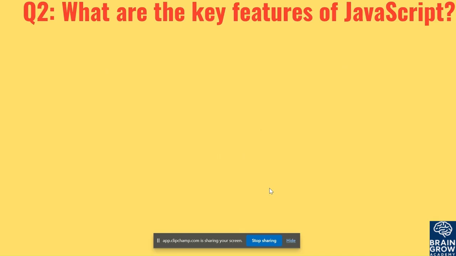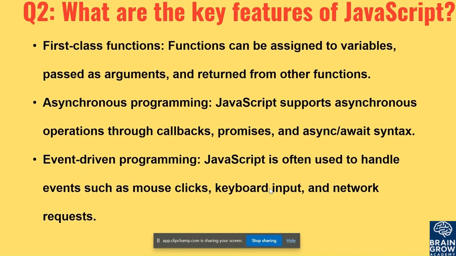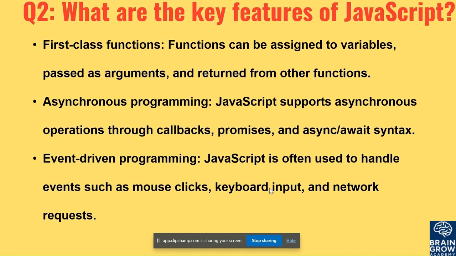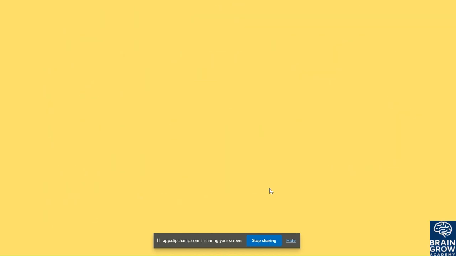What are the key features of JavaScript? JavaScript provides first class functions, meaning functions can be assigned to variables, passed as arguments, and returned from functions. JavaScript is synchronous, but we can achieve asynchronous programming because it supports callbacks, promises, and async await syntax. JavaScript also handles events such as mouse clicks, keyboard input, and network requests. We already discussed this part in previous sections.